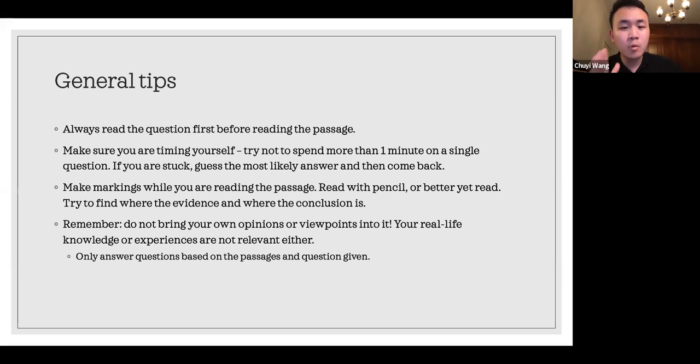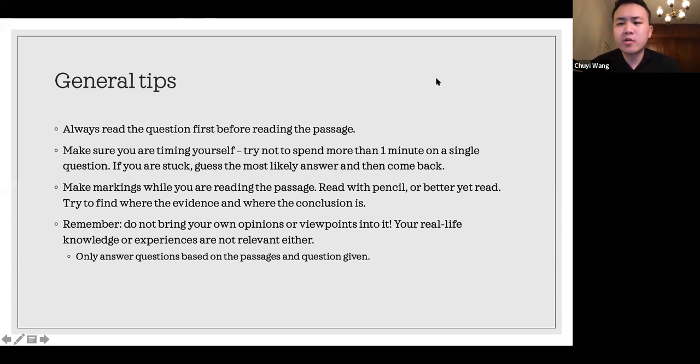But if you can't, within 90 seconds, that's the max cap, okay? Leave it. Guess something first, and if you have extra time at the end of the exam, come back and look at it again. Does that make sense to everyone? You must be moving at a pace. You cannot get stuck on any one question.